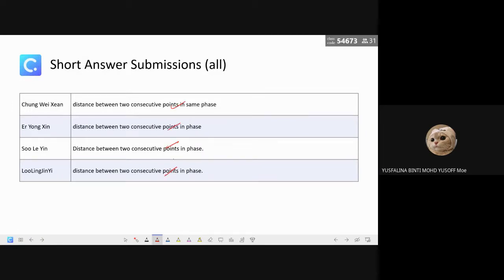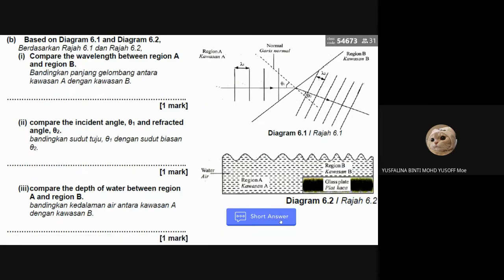Then let me check your answer in the chat. Okay, so most of you got it correct. Very good. Let's move on to the next one. This one is a comparison. So you can use a symbol here if you want, or you can put it in a long sentence.